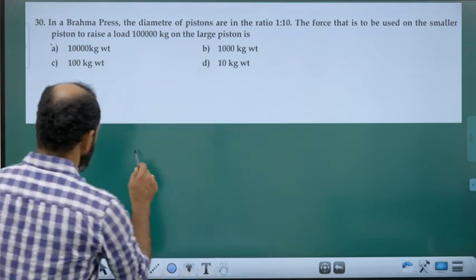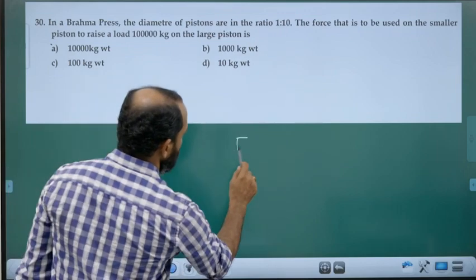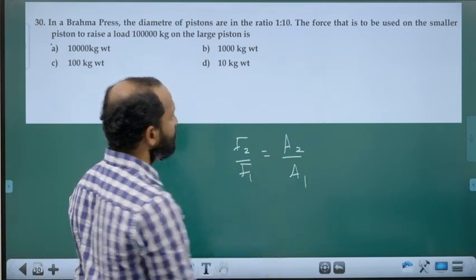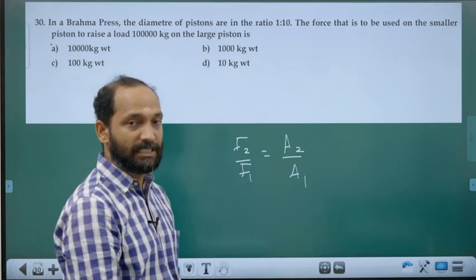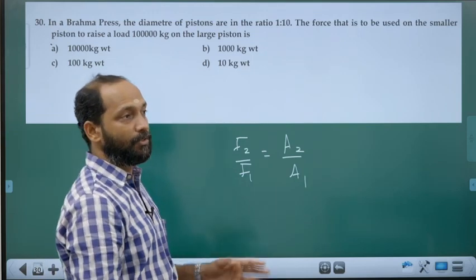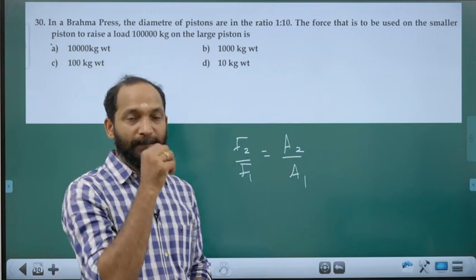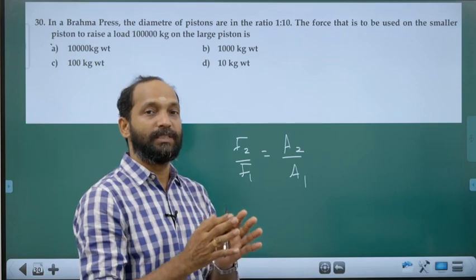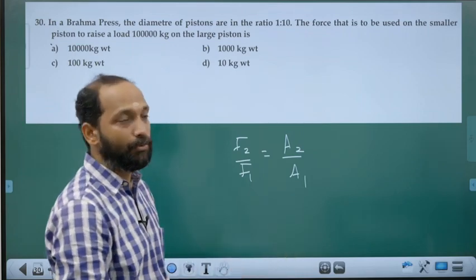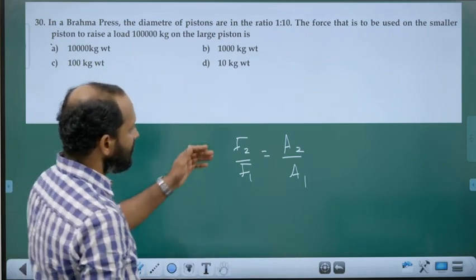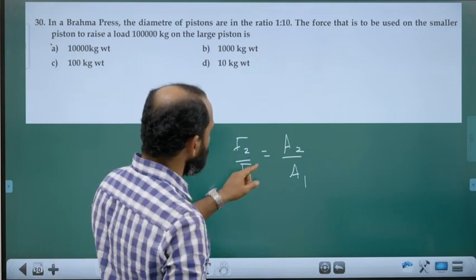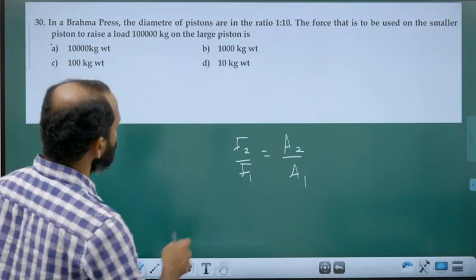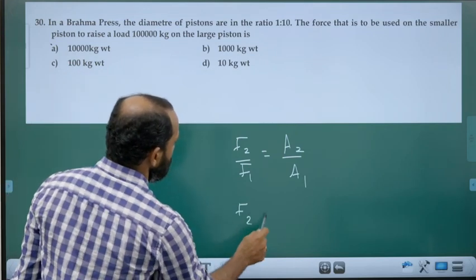Right. Now the formula used is F2 by F1 equal to A2 by A1. Brahma press works on the principle of Pascal's law. It's a hydraulic lift. Pressure on each of the limbs will be the same. Small changes in pressure applied to any one of the limbs will be transmitted without diminishing throughout the liquid at rest. That's the principle of Pascal's law. It's a very important concept for NEET. Okay, we have to know what is F2.